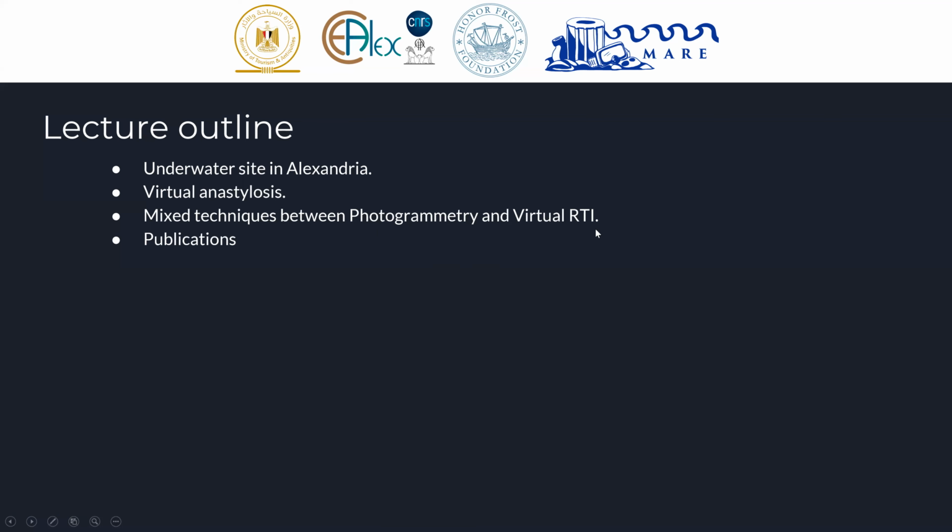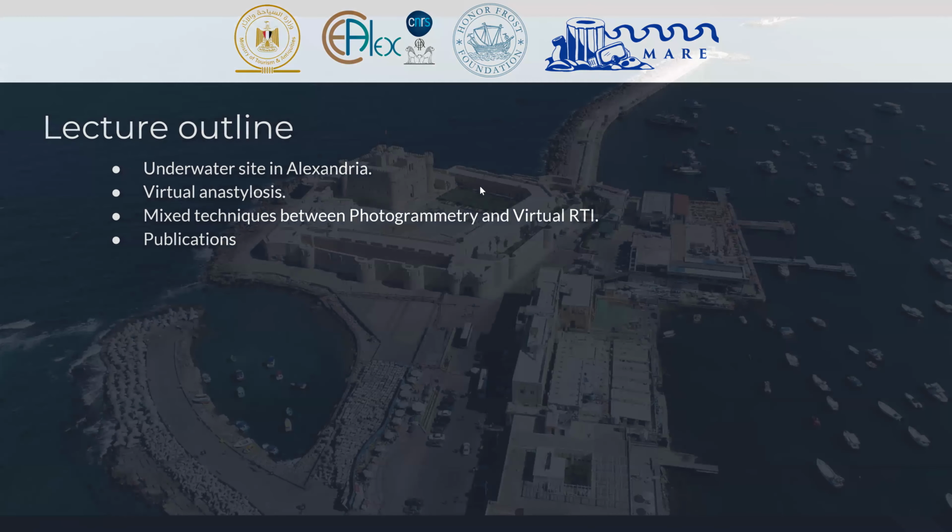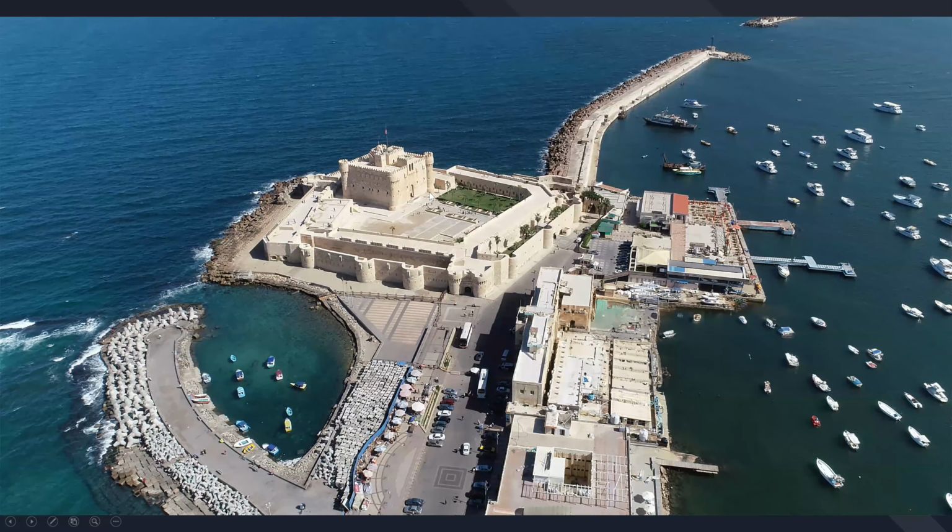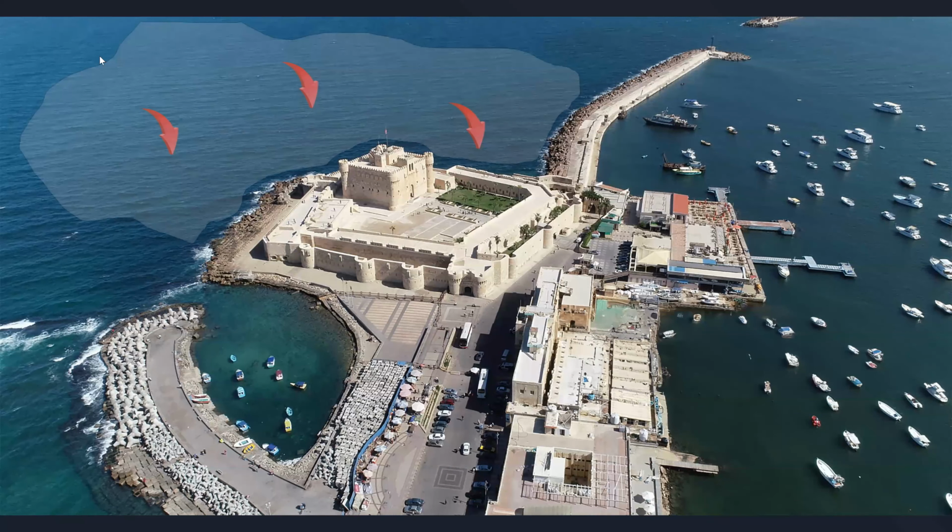I will also speak about virtual reality and how we can use the site as a virtual tool. First of all, I will speak about the location of Pharos. The Pharos island is located, of course, in Alexandria. It's under the water right now, sunk, and it's located in front of the Fort of Qaitbey, in this area exactly.